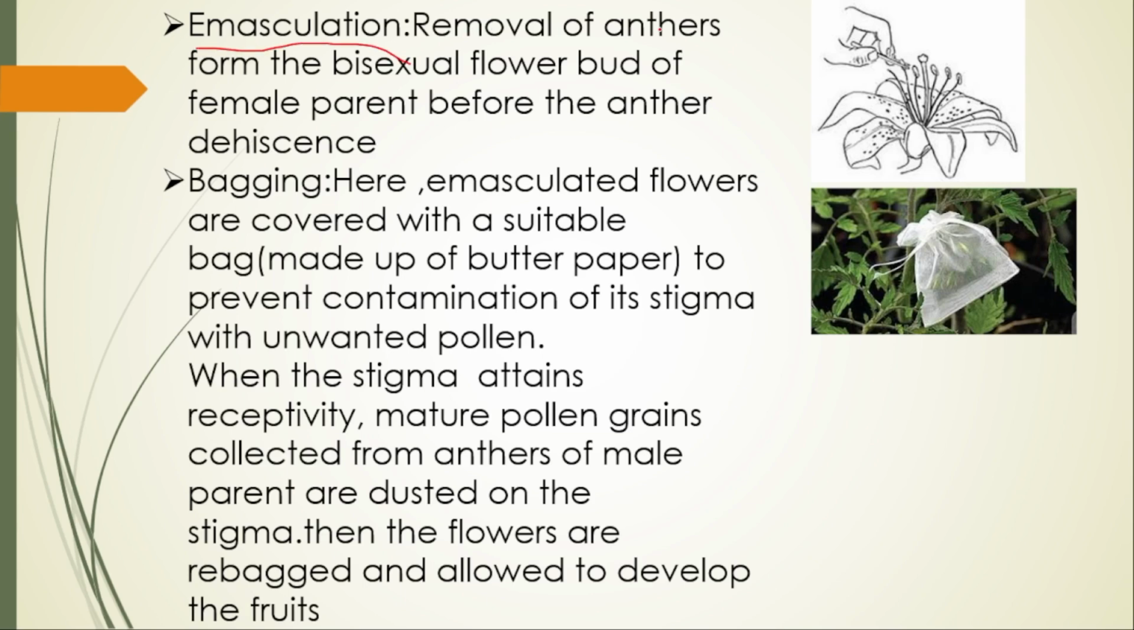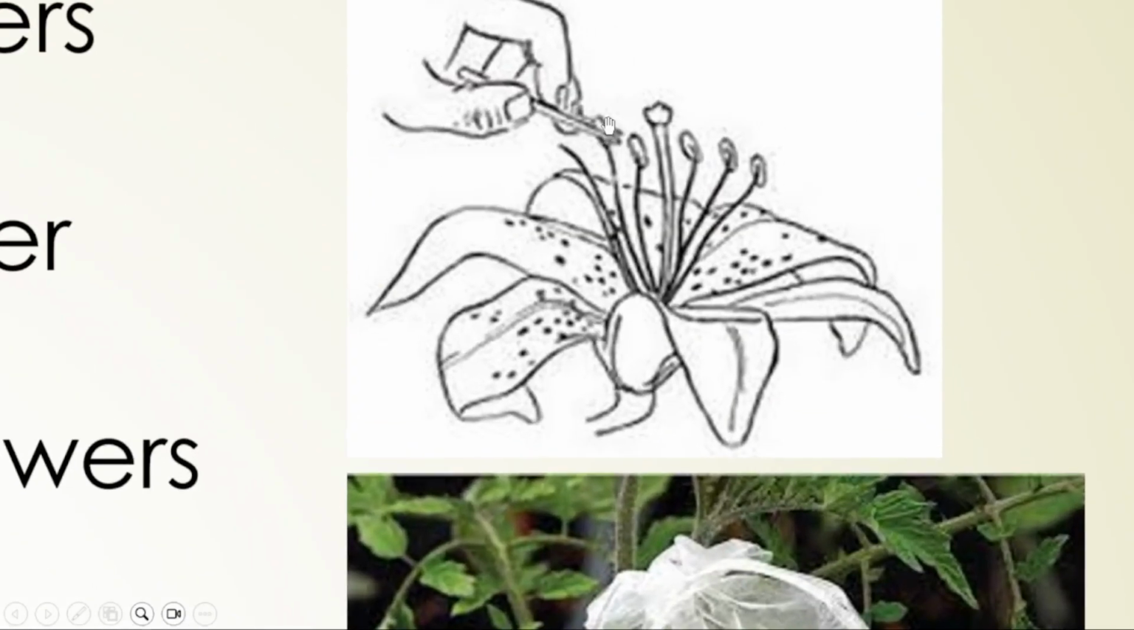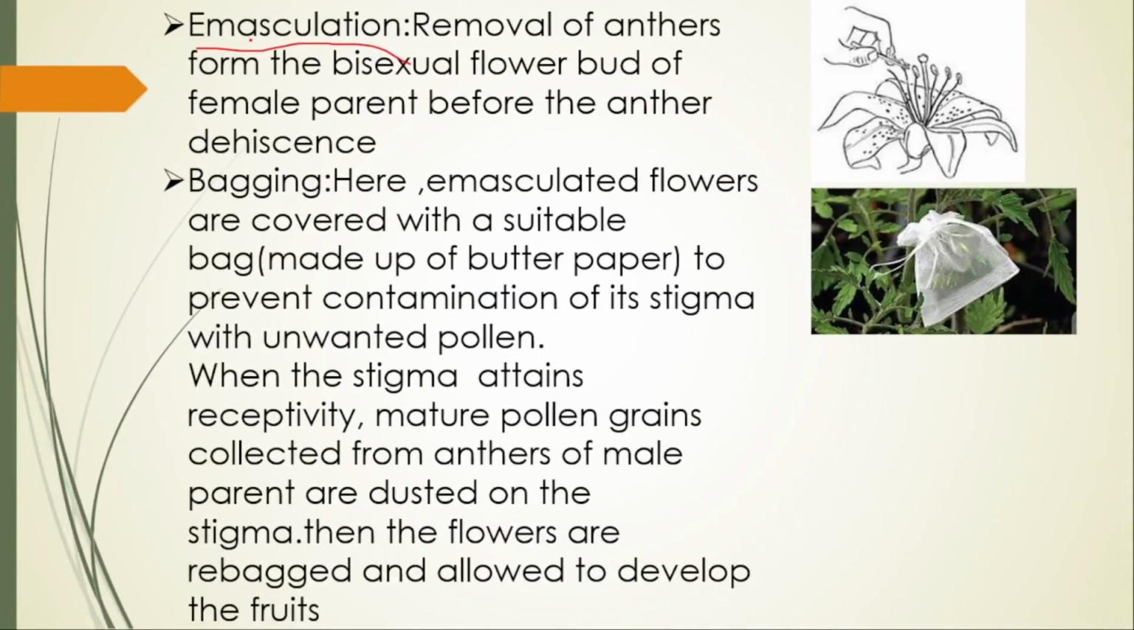Emasculation means removal of anthers from the bisexual flower bud of the female parent before anther dehiscence. See here, they are removing the anthers with the help of forceps before they become dehiscent. Why? Because it is a bisexual flower. If you remove them, the stigma is not exposed to the anther. This removal of the anther is called emasculation. Next there will be bagging.